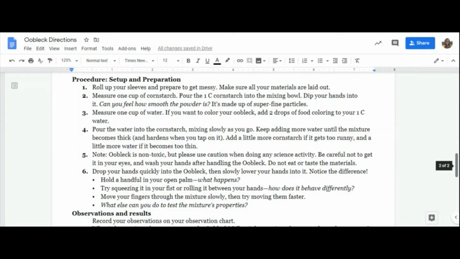And if you have cornstarch at home, yeah, you wouldn't want to eat Oobleck. No.